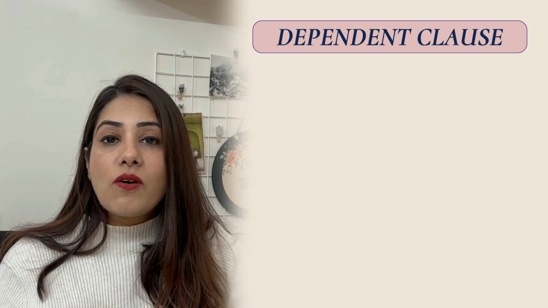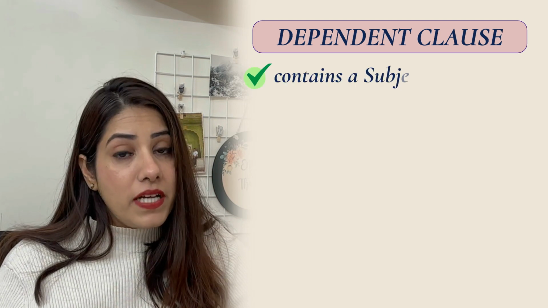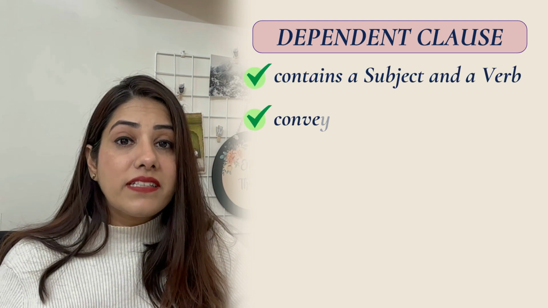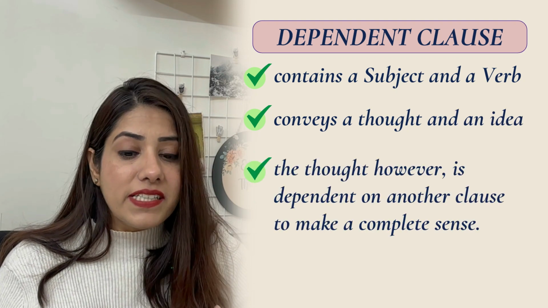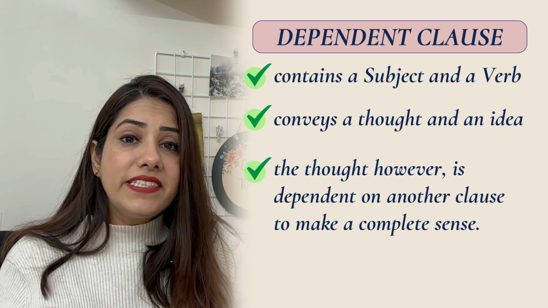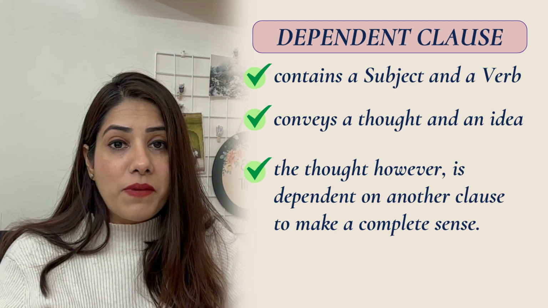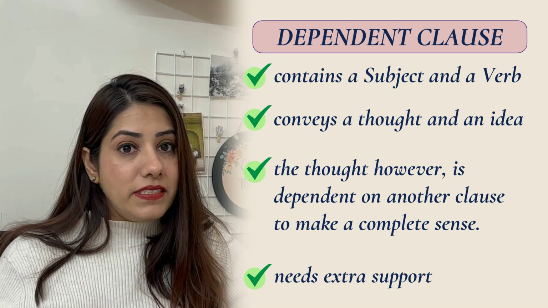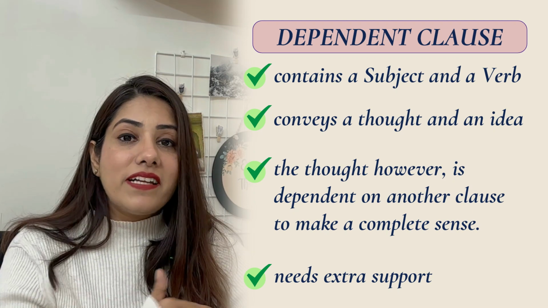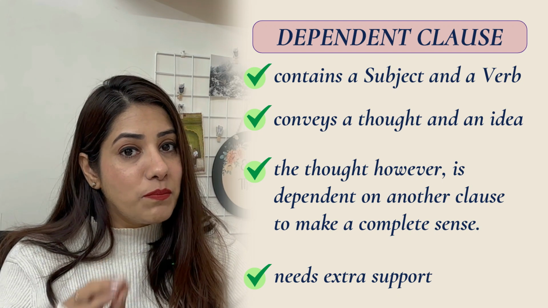Now let's see what dependent clauses are. A dependent clause contains a subject and a verb. It conveys a thought, an idea, but that thought or idea is not completely independent on its own. It needs extra support from another clause to make it complete. It is called dependent because it is dependent on another clause to convey the complete idea.